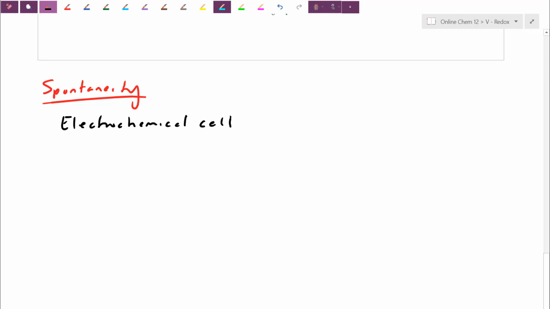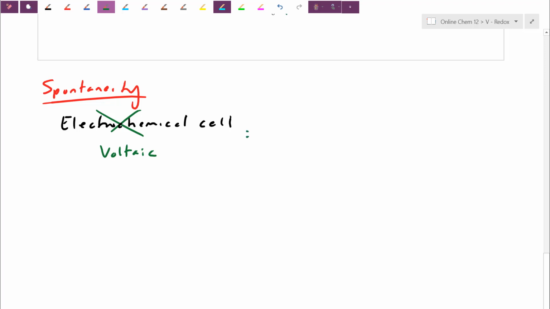This section here is typically referred to as spontaneity. I want to know which reactions occur based on this table. And what we're going to actually do, in the past, they used to just call it an electrochemical cell. Nowadays, the electrochemical cell is an umbrella term. Electrochemical cell actually refers to, we're going to actually switch the language here. We're going to only look at a voltaic cell.